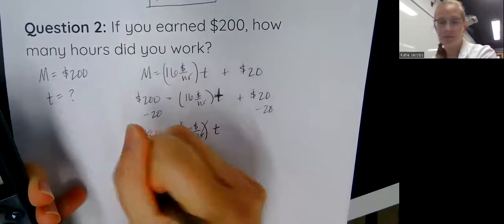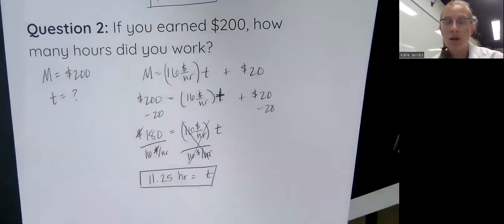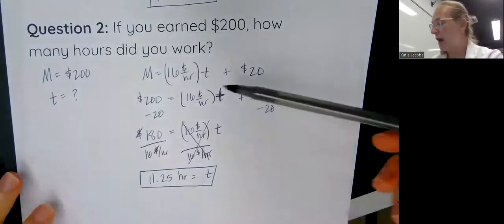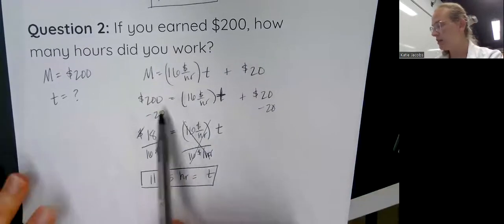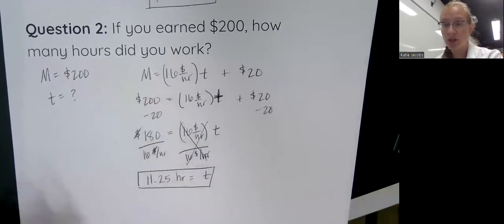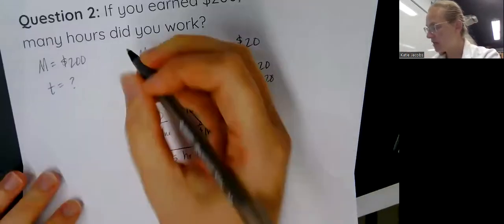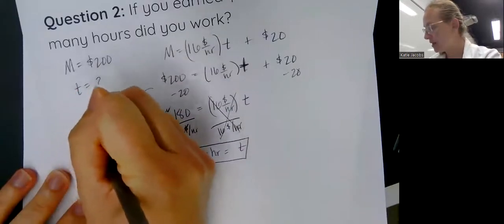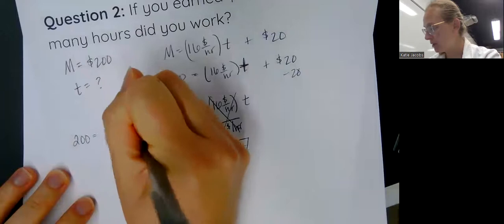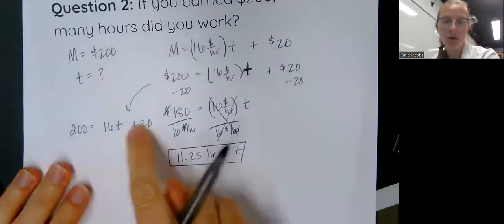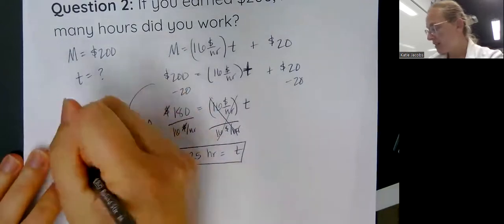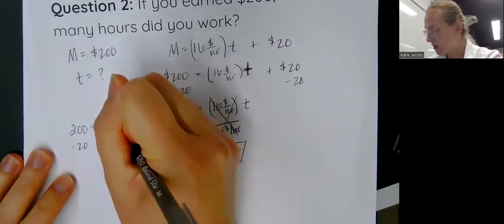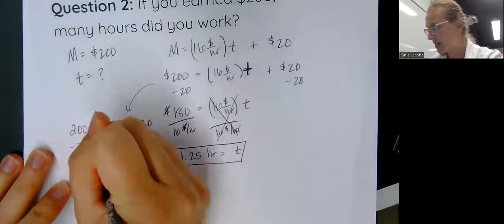Okay. Now, it could be that your teacher requires you to show the units in every step of the way. It could be that your teacher, once you get to this point, allows you to let the units drop off. For example, this could become 200 equals 16t plus 20. This is the same equation as this. It just doesn't have the units by the slope and the y-intercept anymore. It's a little easier maybe to see what you're solving for, that you're solving for time. The math is exactly the same.